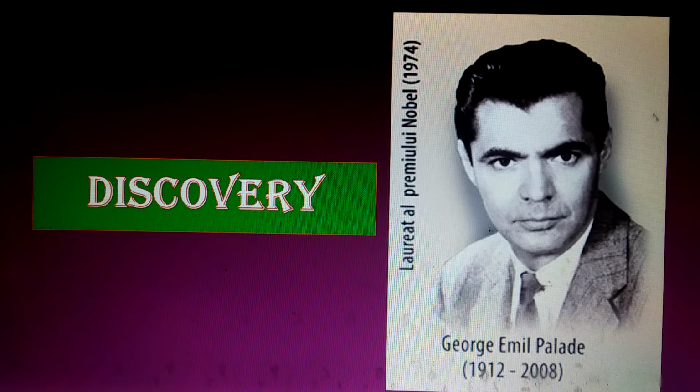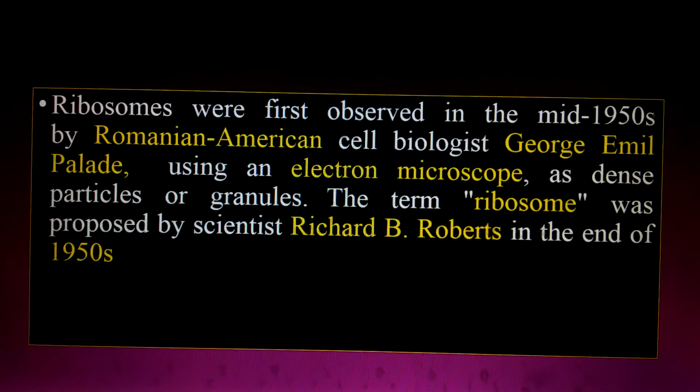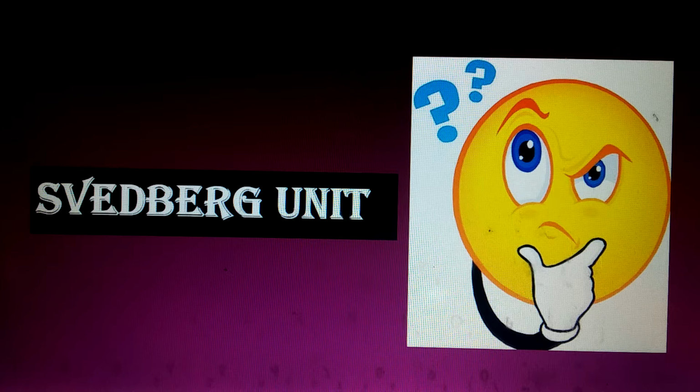Now the discovery. The ribosome was first discovered by, you can see here, I'm sharing the photograph of George Emil Palade, who is also considered the father of cell biology. Ribosomes were first observed in the mid-1950s by the Romanian-American cell biologist George Emil Palade using an electron microscope as a dense particle or granule. The term ribosome was first proposed by the scientist Richard B. Roberts at the end of the 1950s. Is it clear?